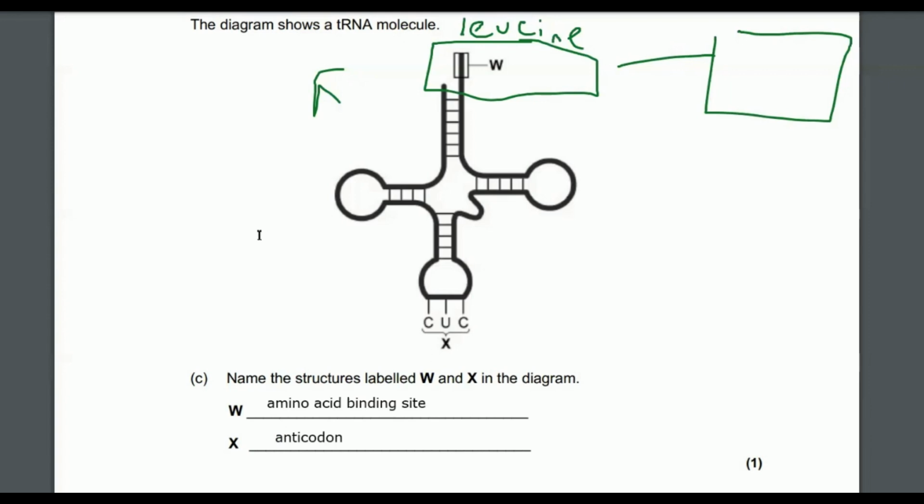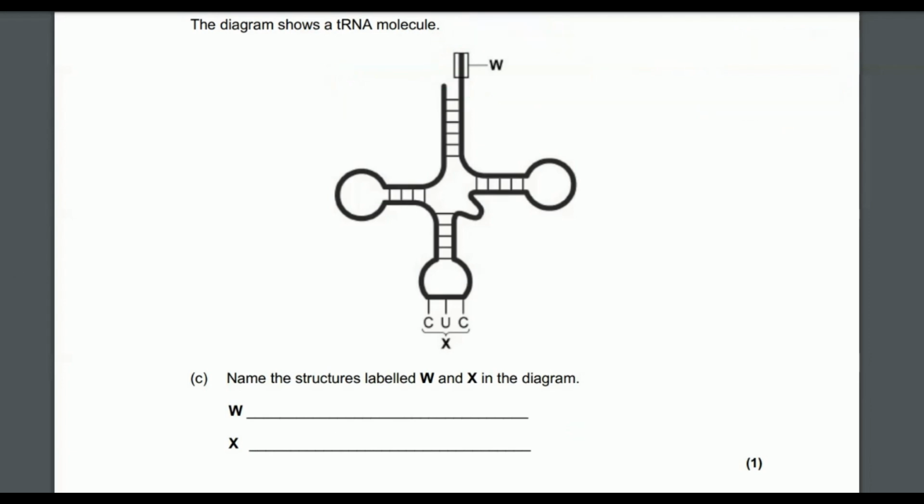Okay, and that is going to get you a mark. You needed both to get a mark. That's quite difficult, actually. I guess everyone would have got anticodon, but the amino acid binding site may have slipped a few people up. Right, let's go down. Let's finish this off.